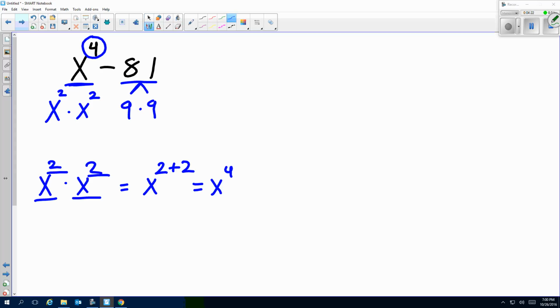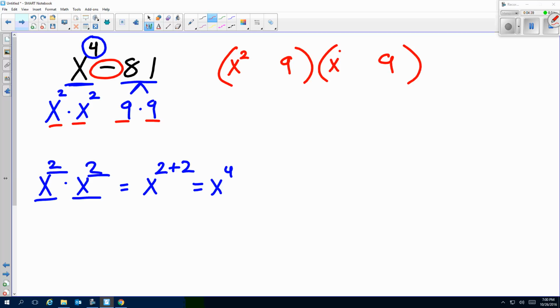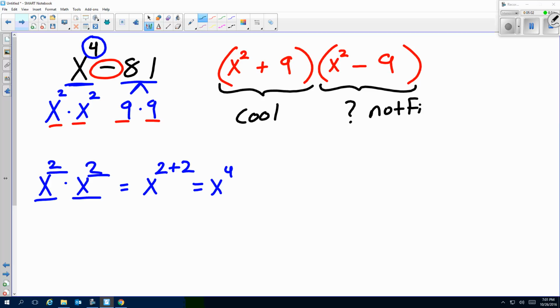Let's use that to our advantage because what's happening? It's a perfect square, and they're subtracting. We know that means we're going to write my numbers, 9 and 9, and we're going to write my variables. It's not x anymore. It's x squared and x squared. It's a difference of perfect squares, so we have different signs. But wait a minute. This is really intriguing. X squared plus 9 is cool, but x squared minus 9, I'm starting to think this is not finished.